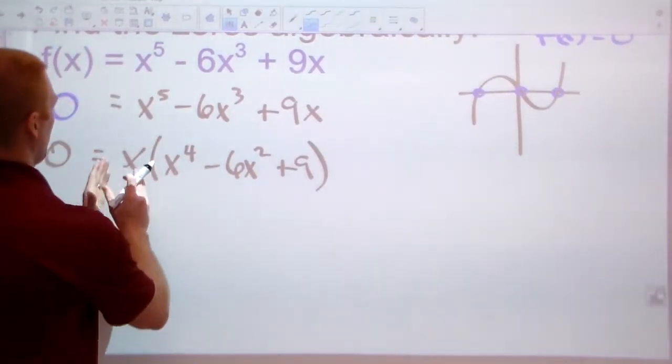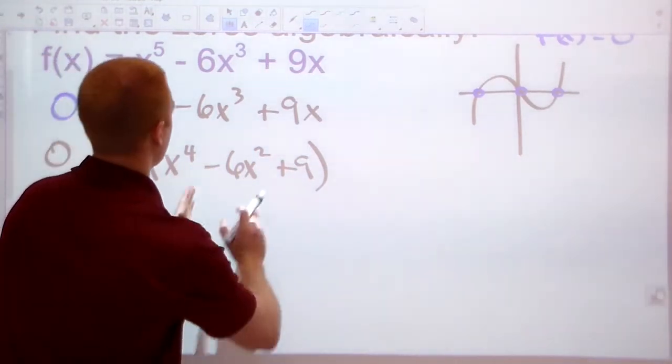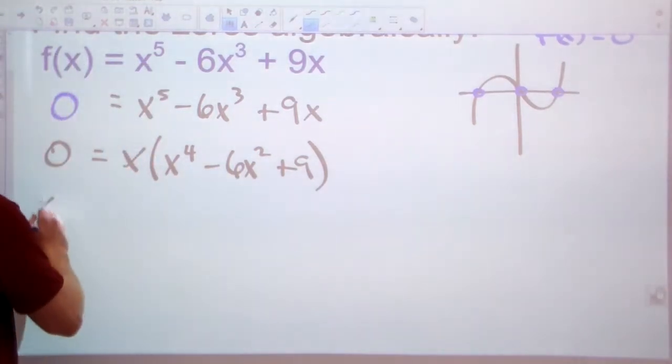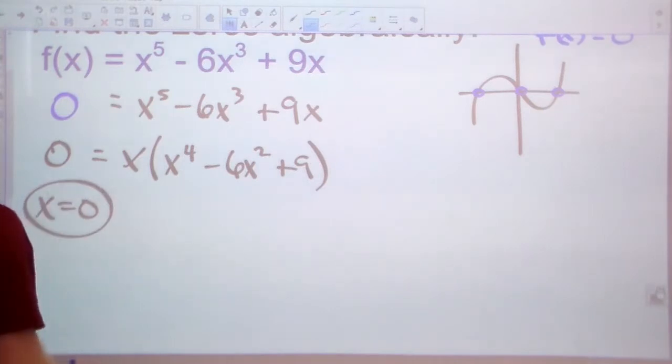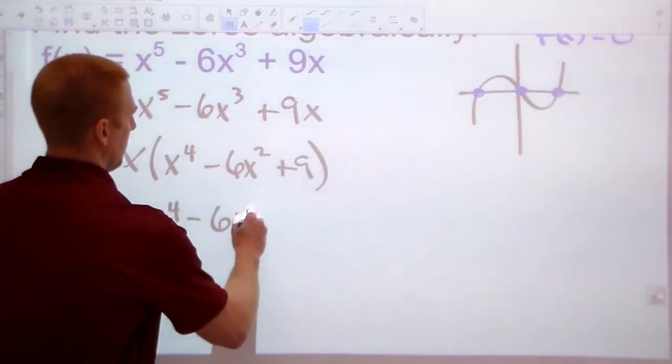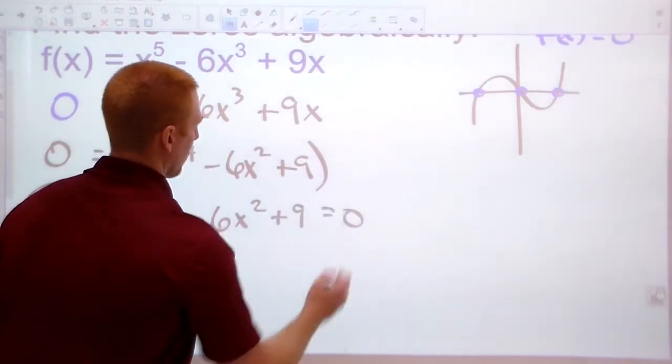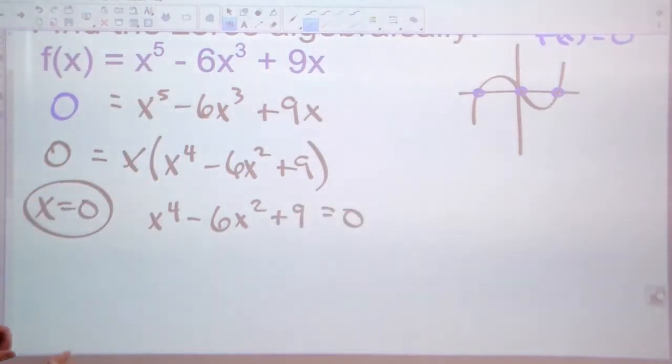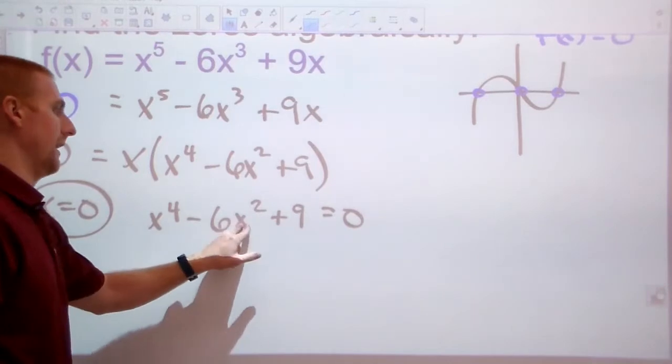Fundamental theorem of algebra, once we've got these things broken into factors, we can set each factor equal to 0. So x equals 0, that's a solution. Not much more to do there. This part's going to take a little bit more work. Now here's where the U substitution comes in. This is not x squared, this is not x.